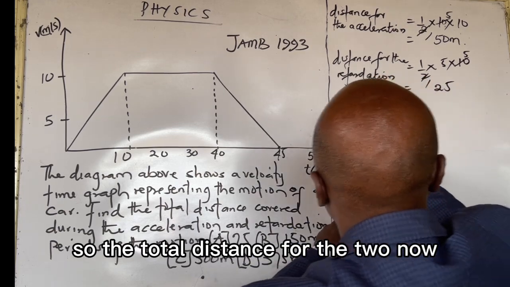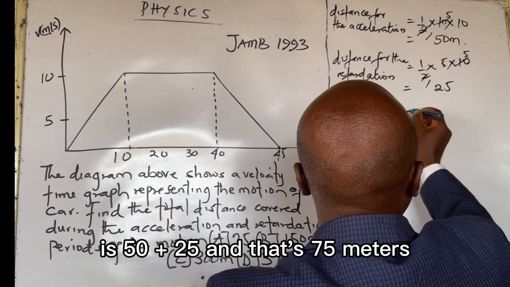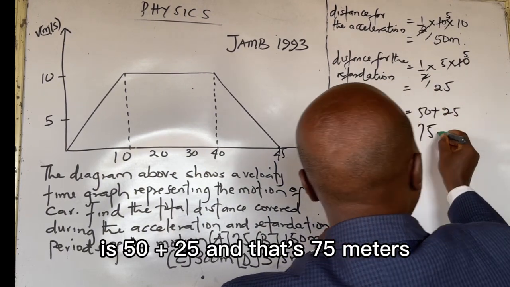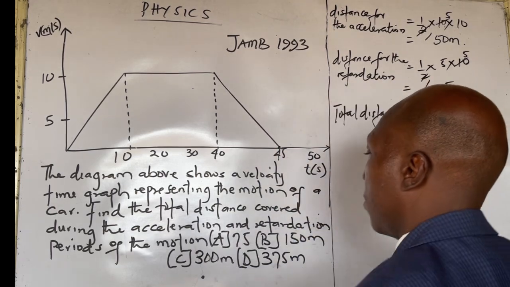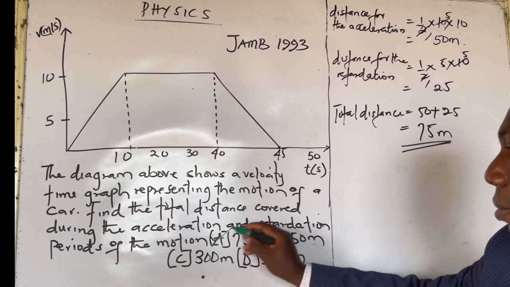So the total distance for the two now is 50 plus 25. And that's 75 meters. So that's 75 meters. So that's the answer.